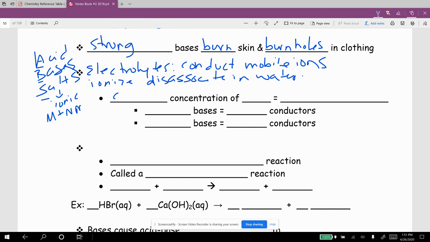So the greater the concentration of ions, of course, the more conductive it will be. And weak bases are weak conductors. Strong bases are good conductors.